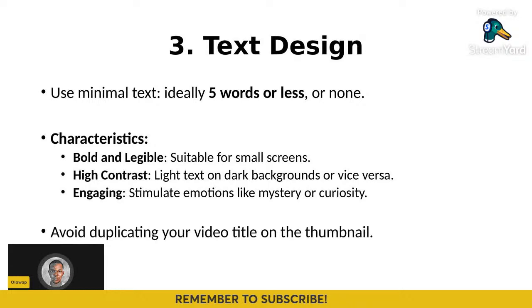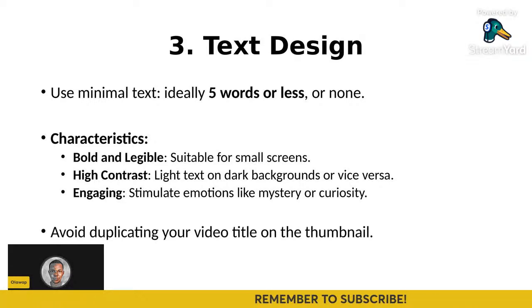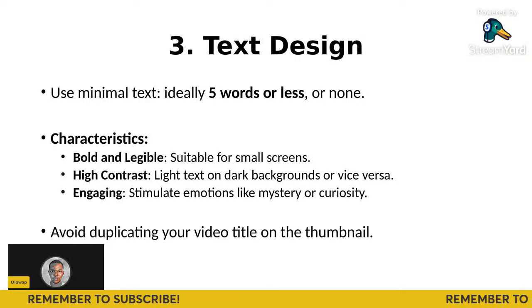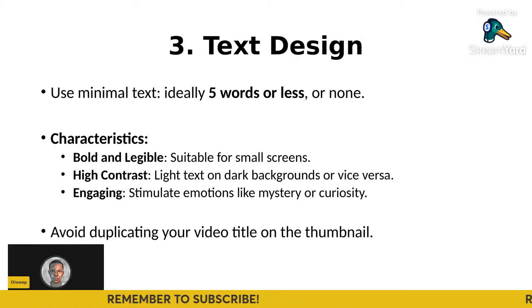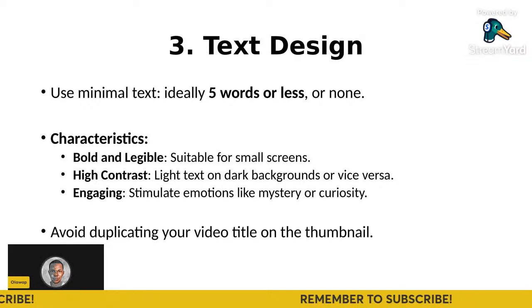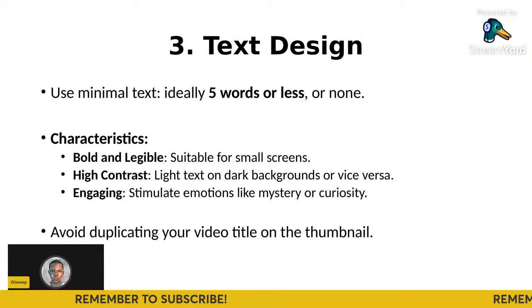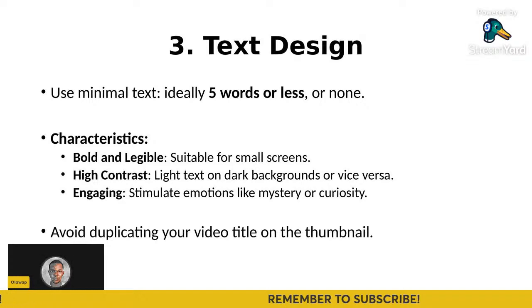Okay, so now what are the characteristics of your text? First of all, bold and legible. So let it be suitable for small screens. That is, whether someone is viewing your video on phone or on tablet or on laptop or on TV, it should be legible and bold. It should be clear with just a glance. They should know what it is. It should be very, very clear. It shouldn't be something that will be nice on phone but very poor on other screens, or good on other screens but very poor on phone. So please take note of this.